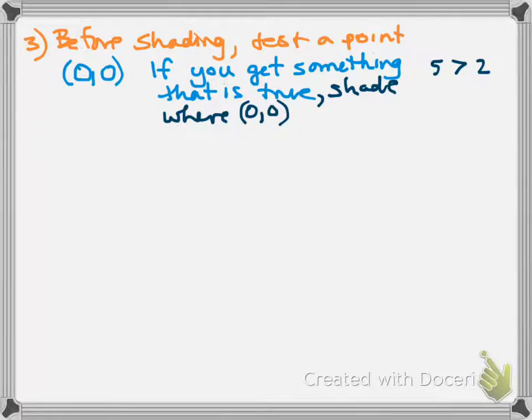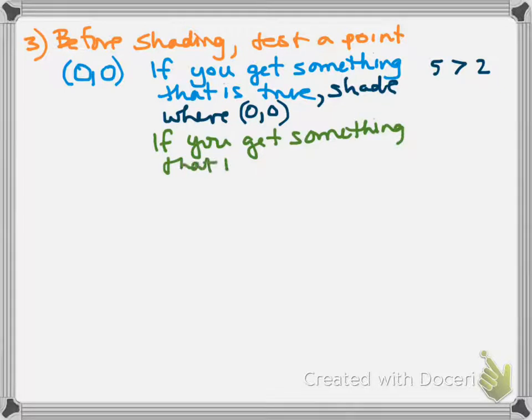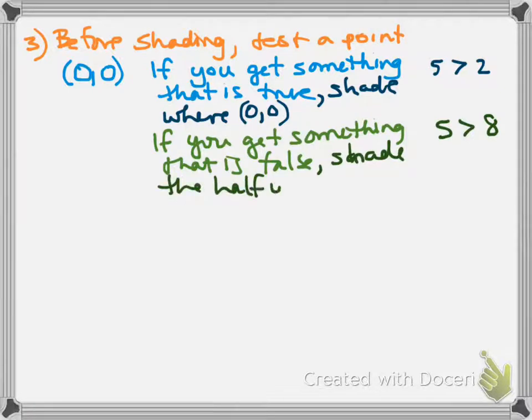Okay? If you put in 0, 0 and you get something that is false, so 5 is greater than 8, which is not the case, you're going to shade the half where 0, 0 is not.